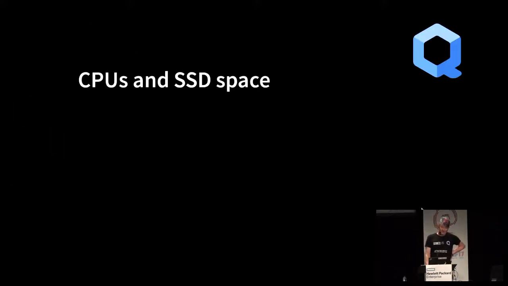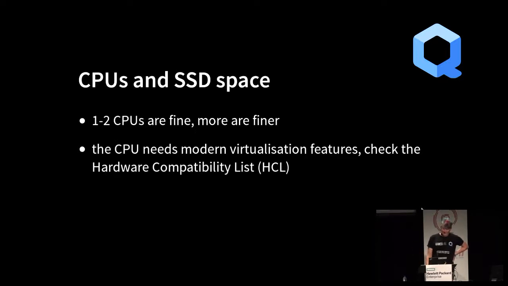CPUs and SSD disk space. 1 or 2 CPUs are fine, more is better. They need to support modern virtualization features, which all systems from 2012 or 2013 should support. i3, i5 is definitely fine. There's a hardware compatibility list on the Qubes webpage, which lists models and what problems there are. I found this laptop, an X260, was crashing with Qubes 3.2 like mad. It really needs kernel 4.9, which is in the upcoming 4.0 Qubes release. Or there are also packages for 3.2, so this is stable now.